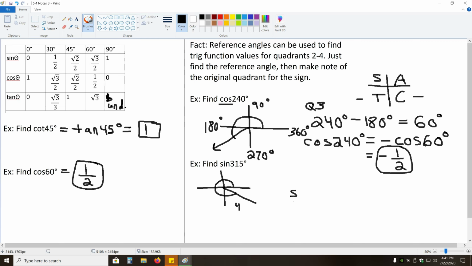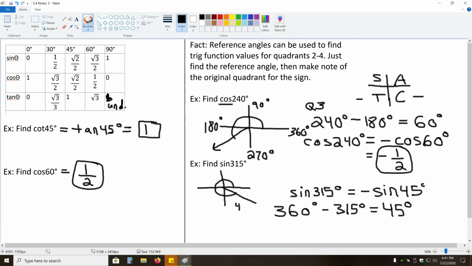So we get sine of 315 degrees is equal to negative sine of, and now we need our reference angle. Remember our formula, when you're in quadrant 4, you take 360 degrees and subtract your angle, 315 degrees, which leaves us with 45 degrees. So sine of 315 degrees is equal to negative sine of 45 degrees, which gives us negative the square root of 2 over 2.